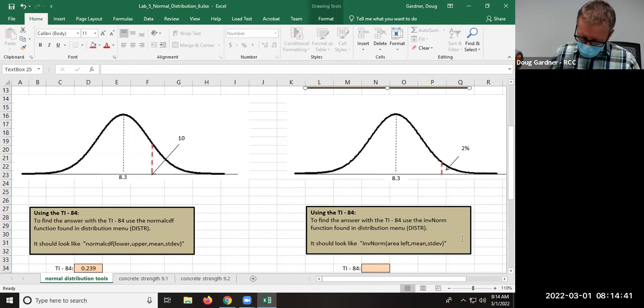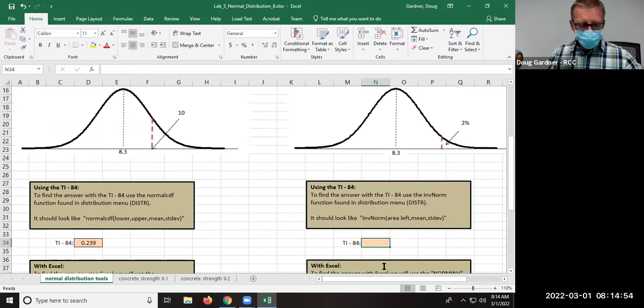Inverse normal, area to the left is 0.98, mean was 8.3, standard deviation was 2.4, and I got 13.2. Did you get that as well? This is the kind of question that will be on your test for sure. Again, that's interesting to know.